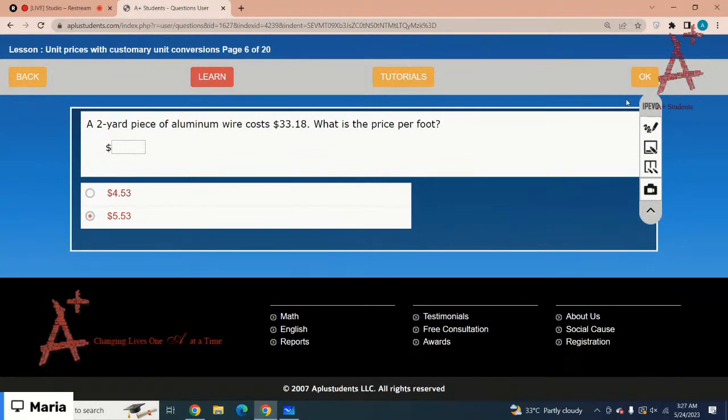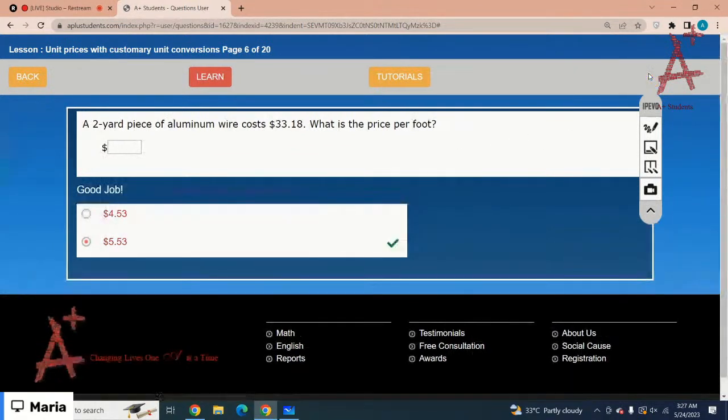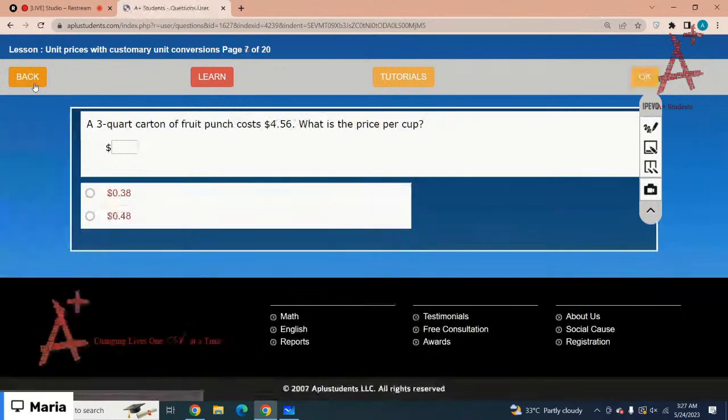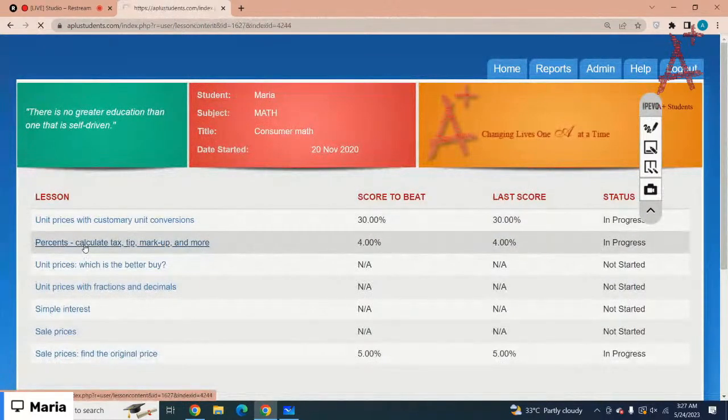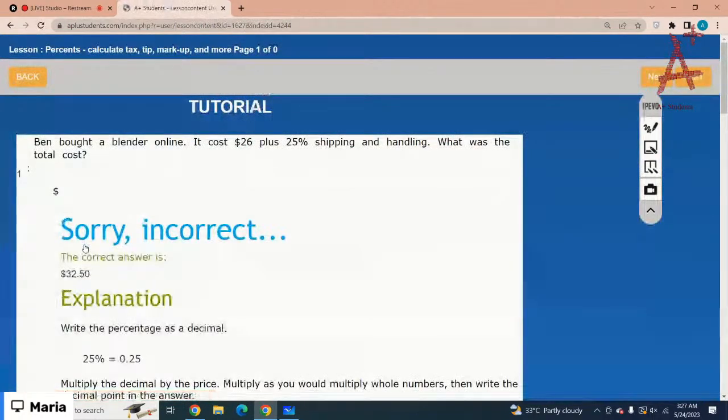You can complete the test by yourself later today. Let me just move on to the next lesson. And the next lesson is percent: calculating tax, tip, markup, and tax. Let's just start with the first lesson.